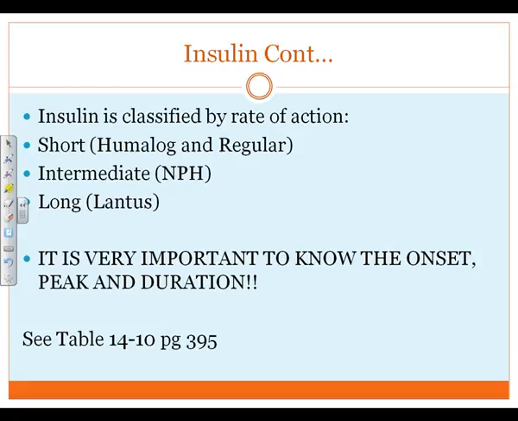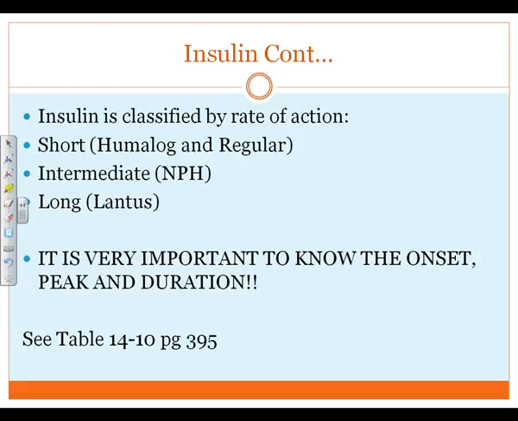Alright, there are several different types of insulin, so I do want to touch on that, just so you'll be familiar. There's short-acting, which is your Humalog and your regular, and you may even sometimes see Humalog listed as rapid-acting. Okay? But Humalog and regular are your short-acting insulins. Then you also have intermediate-acting insulin, like NPH or 70-30. Okay, so NPH is listed, but write down 70-30 because you'll see that used a lot also.